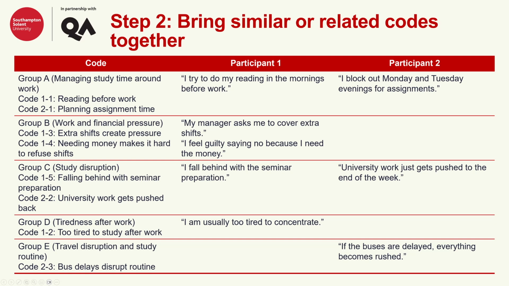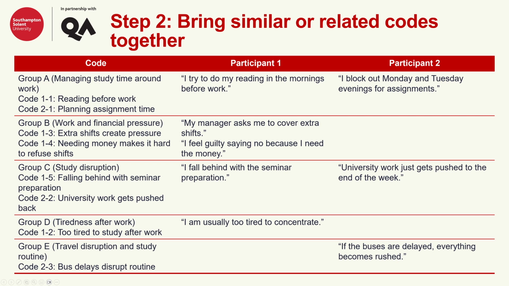The first arrangement contains five temporary groups. These groups were created by comparing what the codes mean and how they relate to the research question. Group A concerns managing study around work. It brings together reading before work and planning assignment time. The activities are not identical, but both involve deliberately arranging study around paid employment.